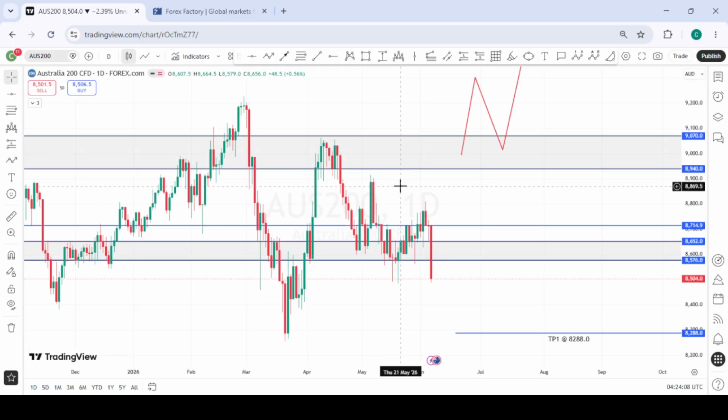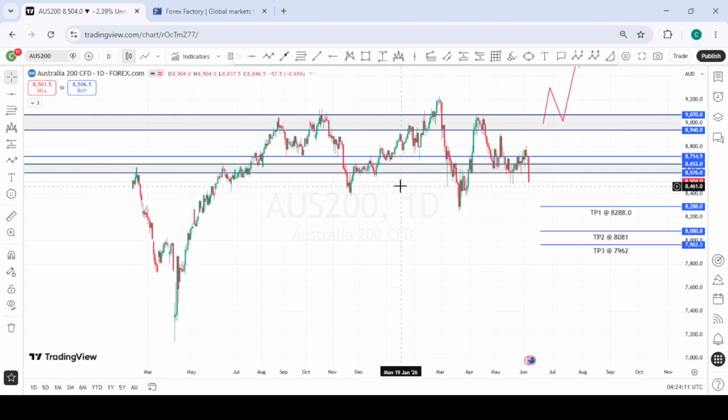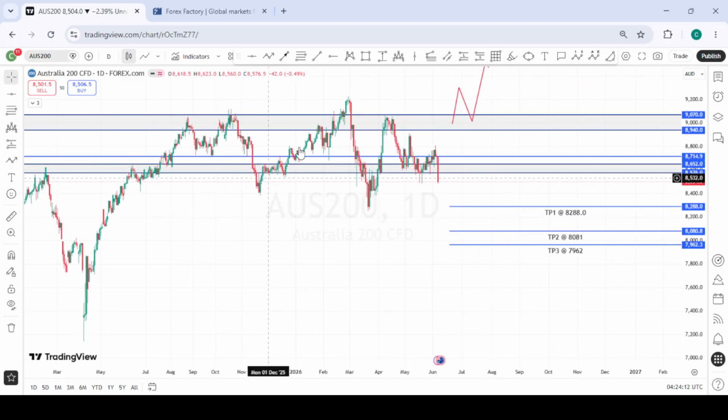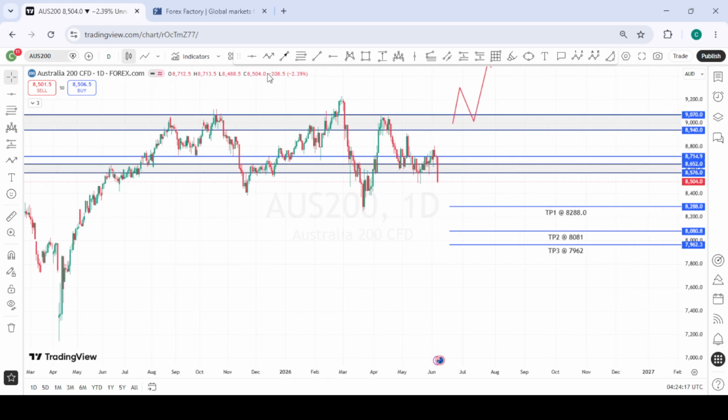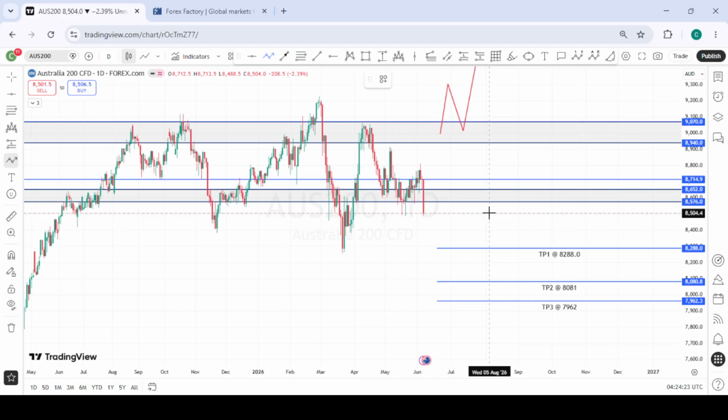We have here Australia 200. And Australia 200 has formed a very big head and shoulder formation, and due to DXY strength, we might likely see weakness in most of the indexes or indices around the world.